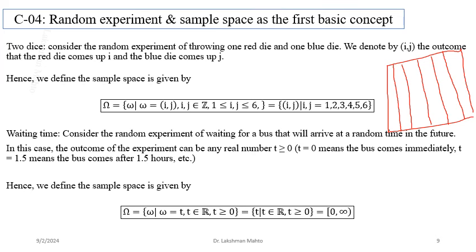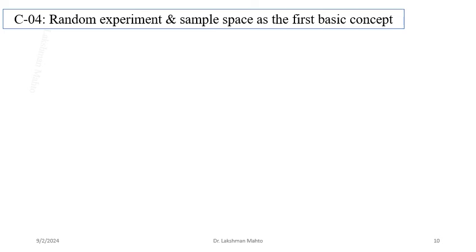So for waiting time, here all the problems I am talking about are computation of sample space. So from now onward, what would be your approach? Not to write the sample space blindly and directly. You have to first identify an outcome, then list out all possible outcomes, then you will get the sample space. Any doubt, any question here? So what would be your approach of computing the sample space? Is it one step or two steps?